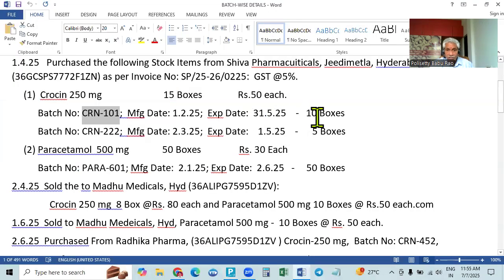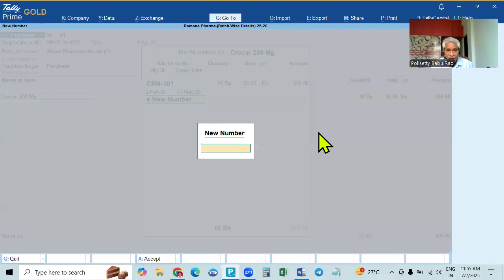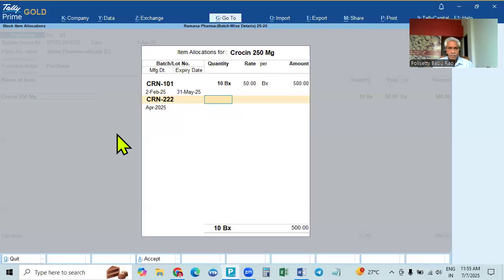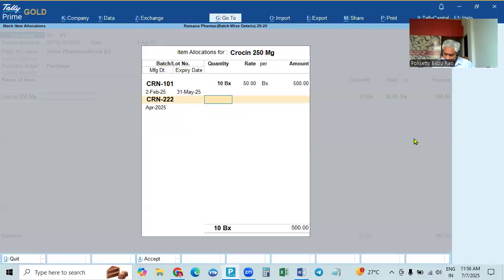But now we purchased this one batch. You purchase another batch also. That is why we have to go to another batch. So again, a new number. What is the number? CRN 222. So select this and accept. We can type it also. And what is the quantity purchased? 5 boxes. The rate will be the same. For any number of boxes of the same product, the rate is the same. Only the expiry date, manufacturing date and batch number will be different.